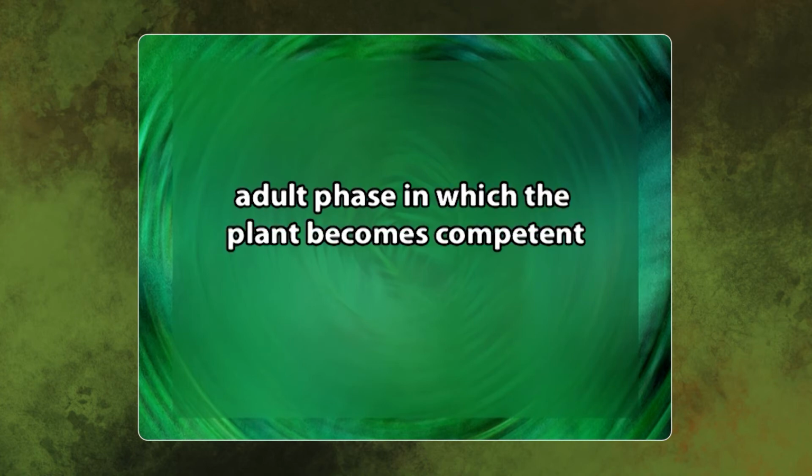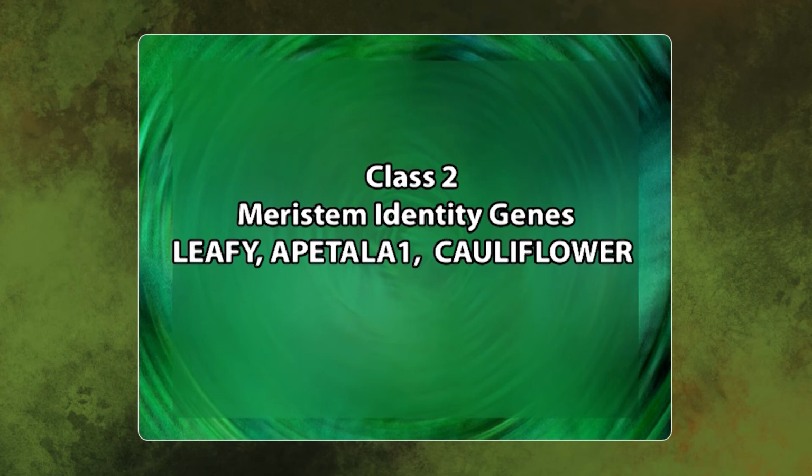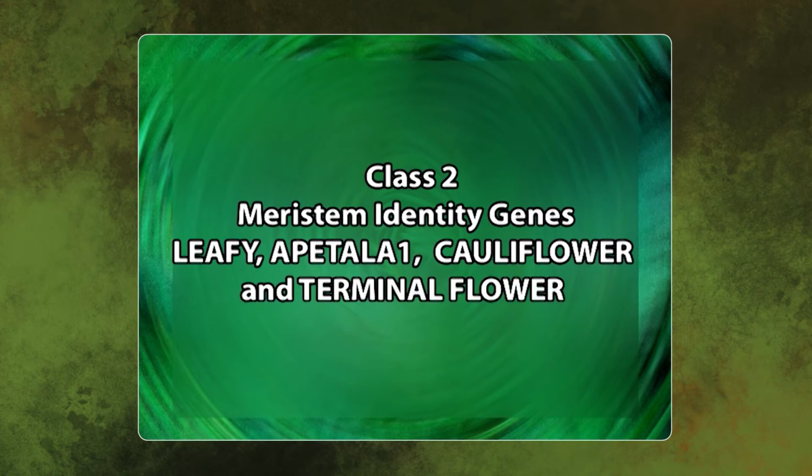Most species go through a juvenile phase during which flowering is suppressed and then undergo a transition to an adult phase in which the plant becomes competent to flower. Genetic analysis of several species has identified genes which determine the flowering time, such as Flowering Locus C, CO and FY genes. The second class specifies meristem identity and includes genes such as LEAFY, APETALA1 and CAULIFLOWER, which specify flower meristem identity, as well as the terminal flower gene which maintains inflorescence meristem identity.